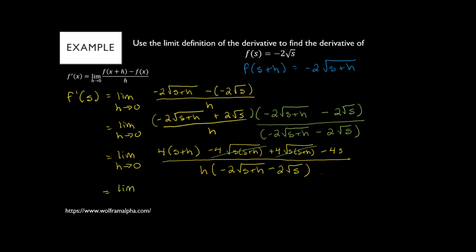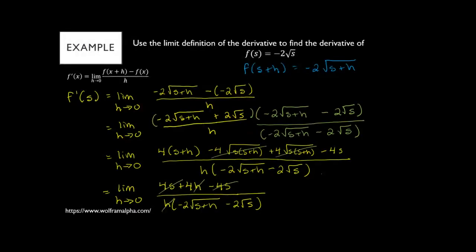So this gives me the limit as h goes to 0. We get 4s plus 4h minus 4s, all over this h times -2 square root of s plus h minus 2 square root of s. So notice the 4s's cancel there. And then I can actually cancel this h out with that h.